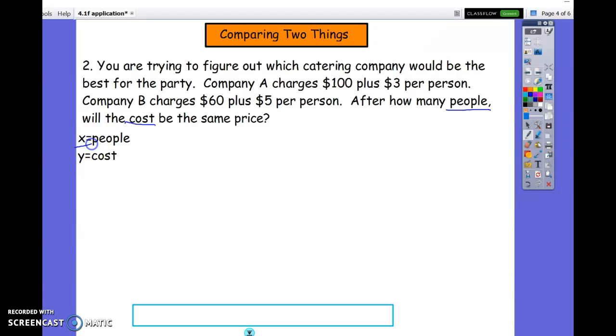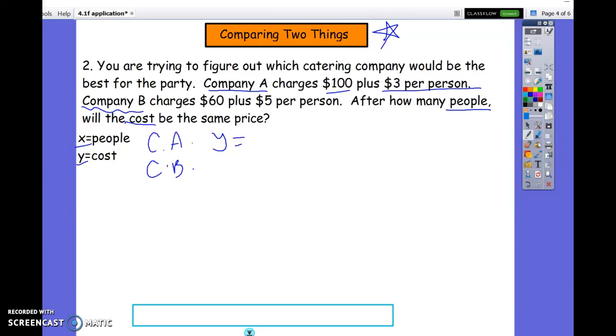So we don't know the people, so let's let x equal the people. And we don't know how much it's going to cost, so let's let y equal the cost. So again, since it's comparing two things, it seems like we're comparing company A and company B. So we're going to let one equation be company A and one equation would be company B. Okay, well, the cost for company A is going to be $100 plus $3 per person.